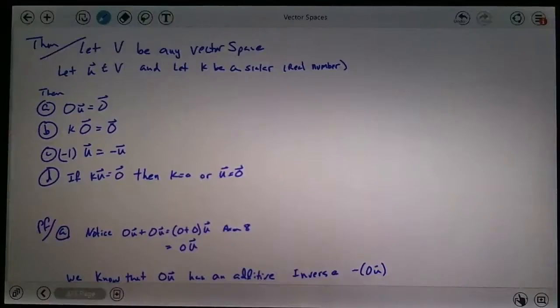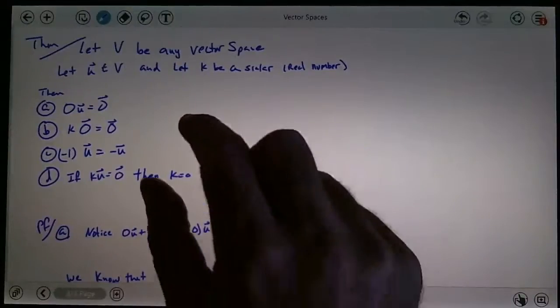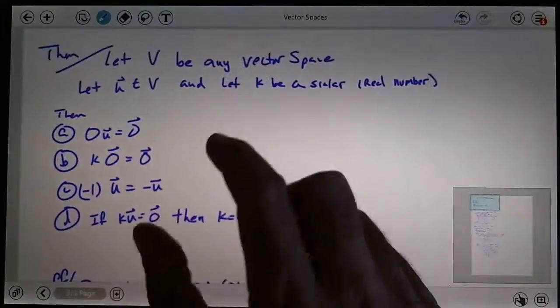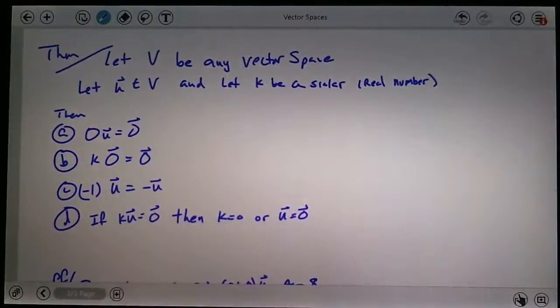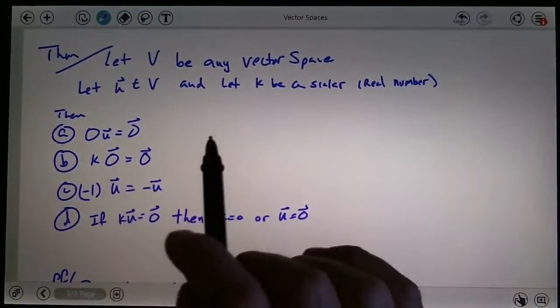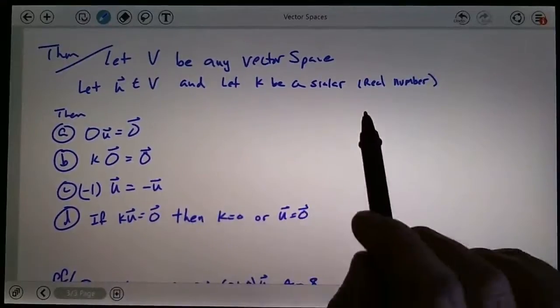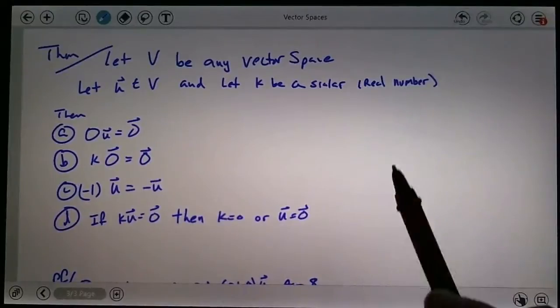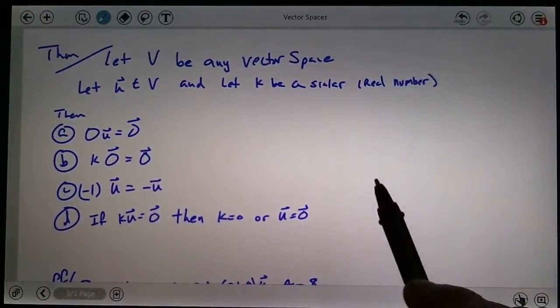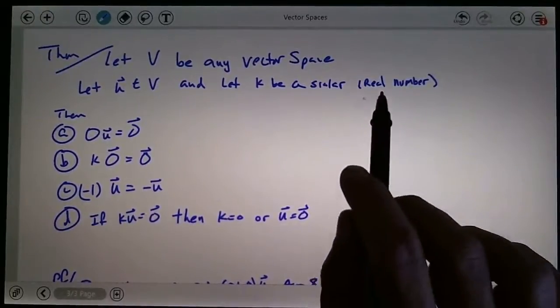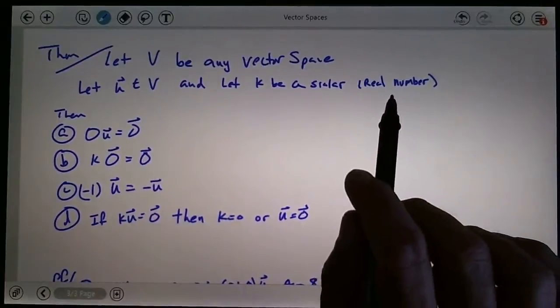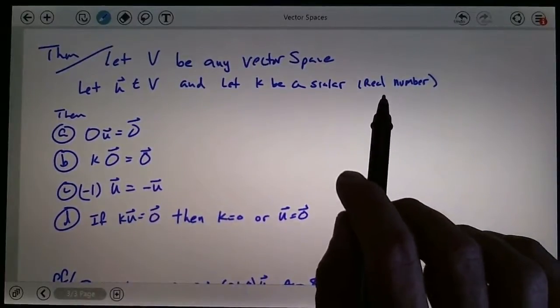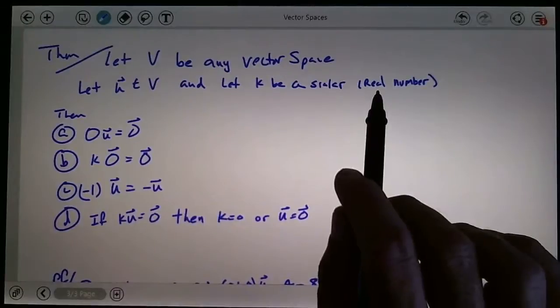Here's a couple theorems about vector spaces. One of them is in the book and one of them is not. So let's suppose we have a vector space V, and let u be any element of V and let k be any scalar. Of course, by scalars, for this course, we mean real numbers, which is why we call them real vector spaces. The scalars we're multiplying by are real numbers.